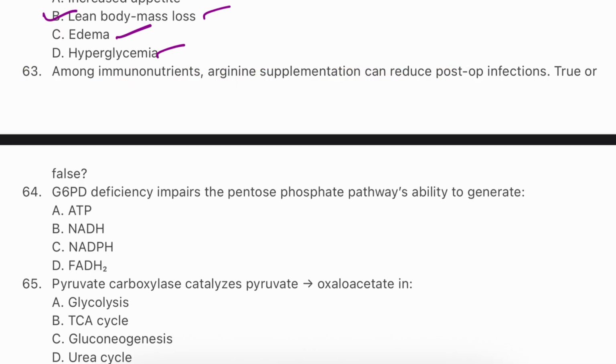Question number 63. Among immunonutrients, arginine supplementations can reduce post-operation infection. True or false? The answer is true. Arginine boosts immunity, reducing post-operative infections.